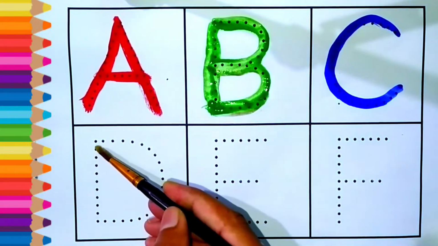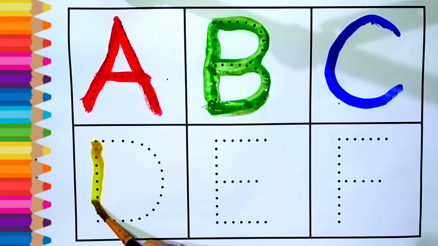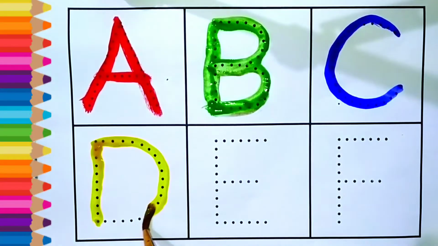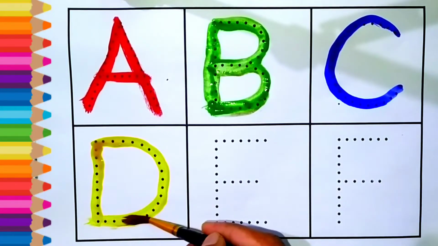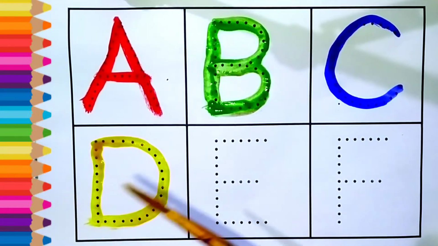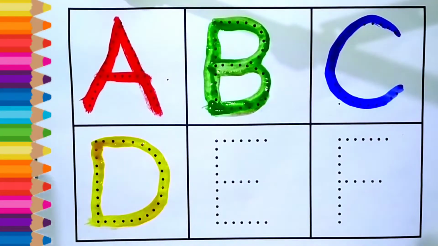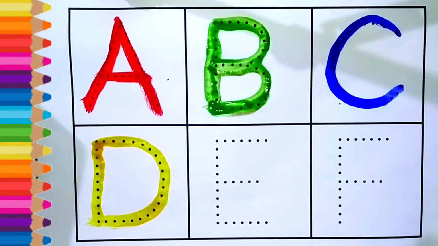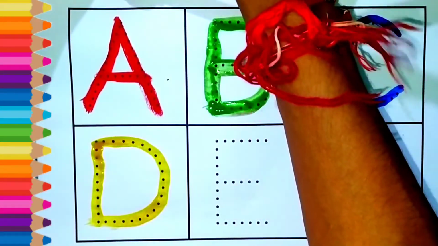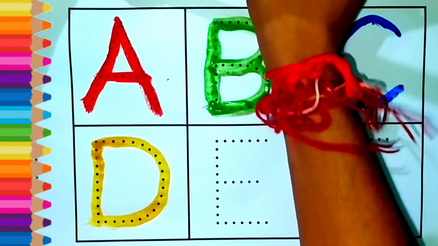Now using yellow color, draw the letter capital D. D for dog, D for dust, D for donkey. Capital letter D. Using blue color, draw the letter capital E.